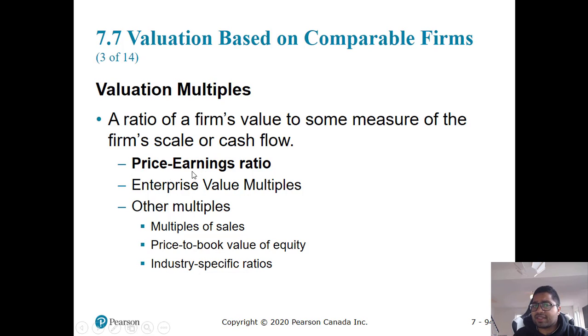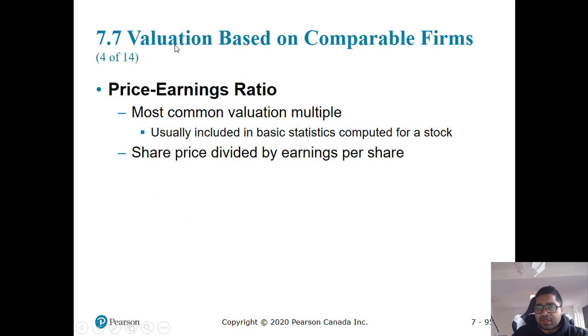The first important one is price earnings. Then we will look at enterprise value multiples and other multiples like price to book value, price to sales, and industry specific ratios. So the price to earnings ratio is one of the most famous valuation multiples that the industry uses.